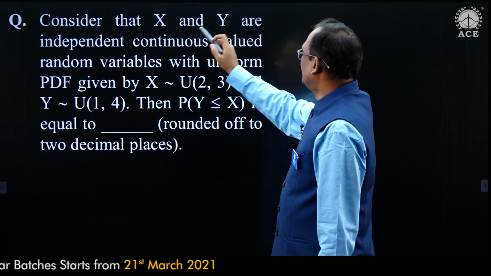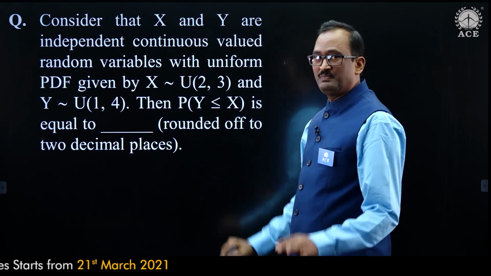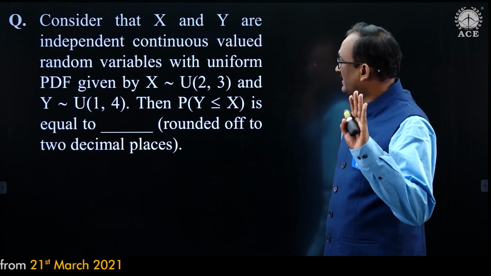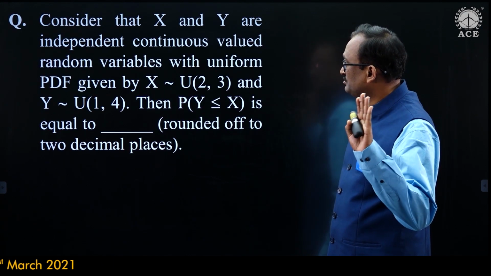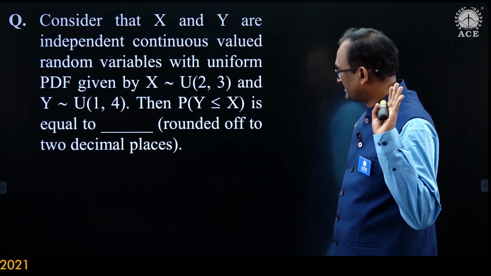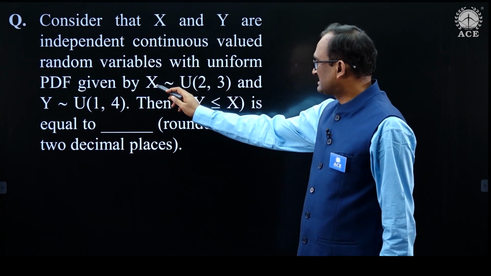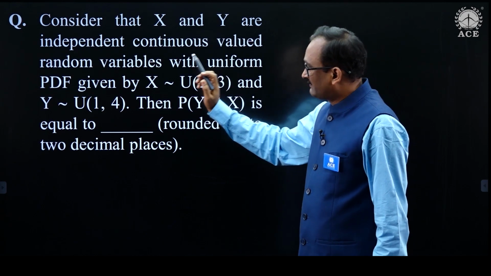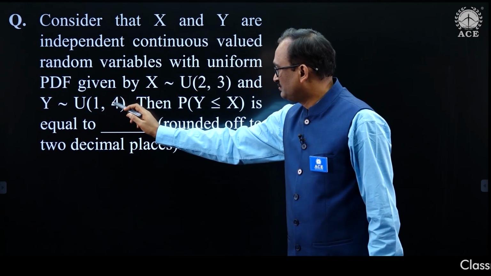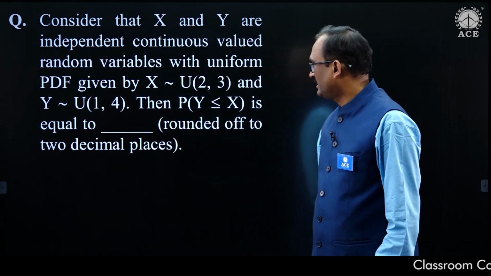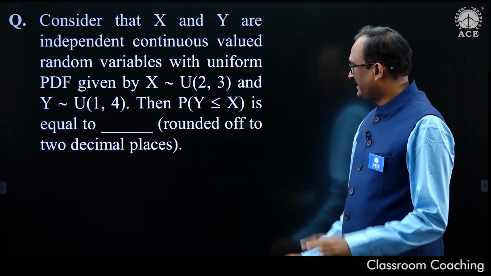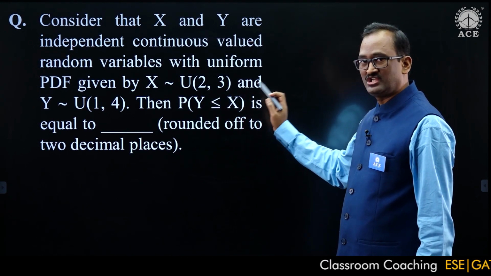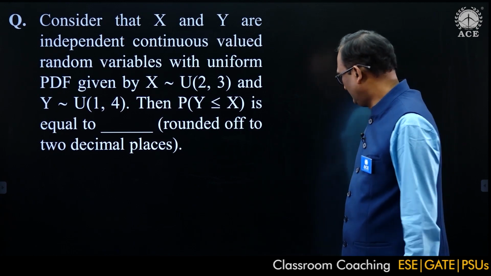Consider that x and y are independent continuous valued random variables with uniform probability density function given by x is uniformly distributed in the interval 2, 3 and y is also uniformly distributed in the interval 1 comma 4, then we just need to find probability of y less than or equal to x. That is fine.